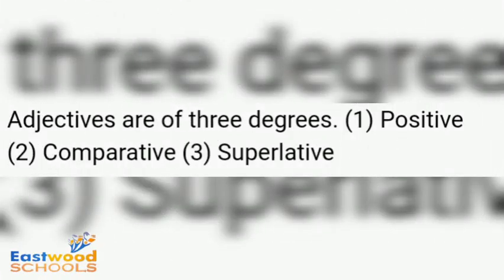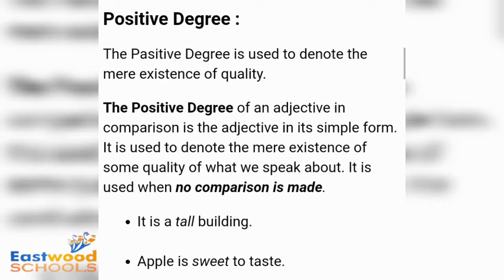In the comparison of adjectives, there are 3 degrees. We have the positive, comparative, and the superlative. Let's go one after the other. The first one, which is the positive degree, is used to denote the mere existence of equality. The positive degree does not involve the comparison of a thing with another. It is the simplest form of adjective.